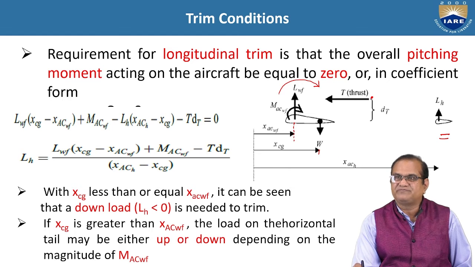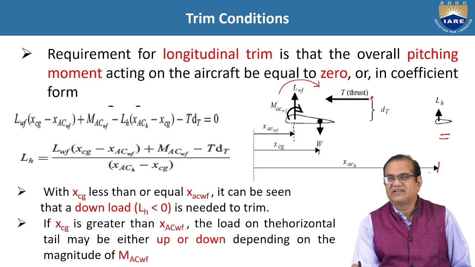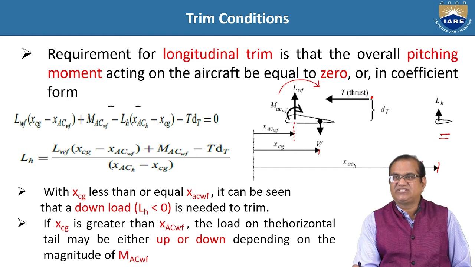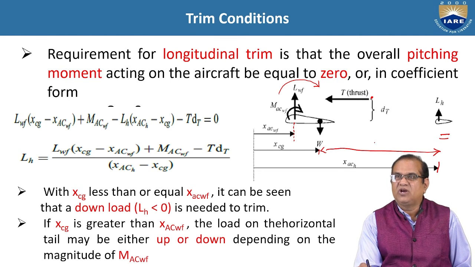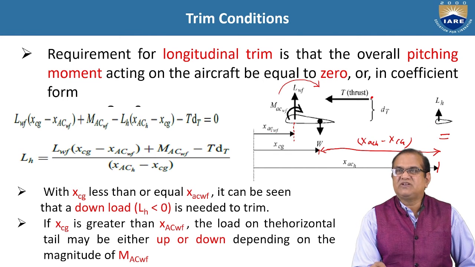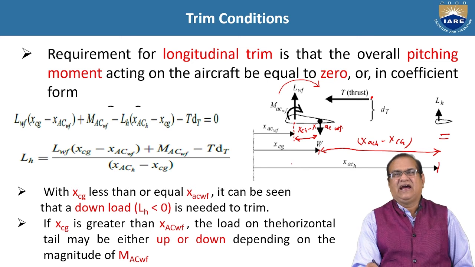From here to here, this is called XACH. So the effective distance will be from here to here, and we can write XACH minus XCG. This is the distance from CG to AC of the tail. And how much will this be from here to here? XCG minus XAC wing fuselage. So this is this distance.